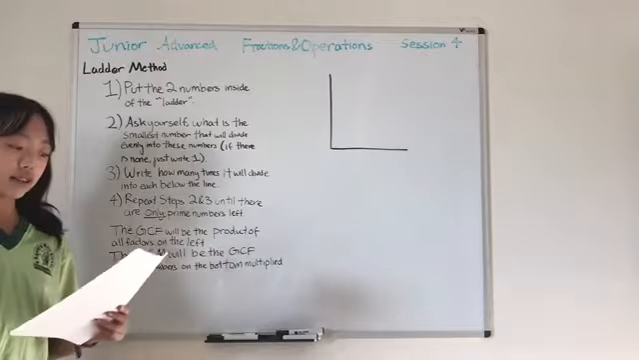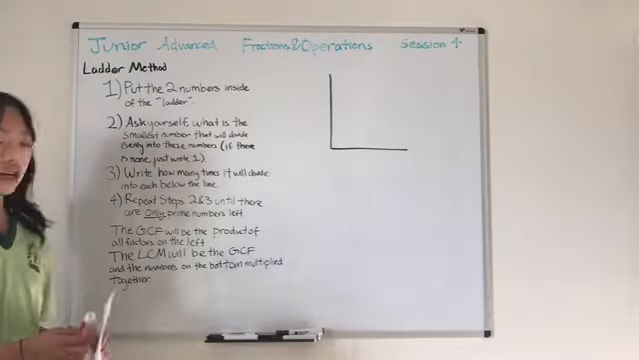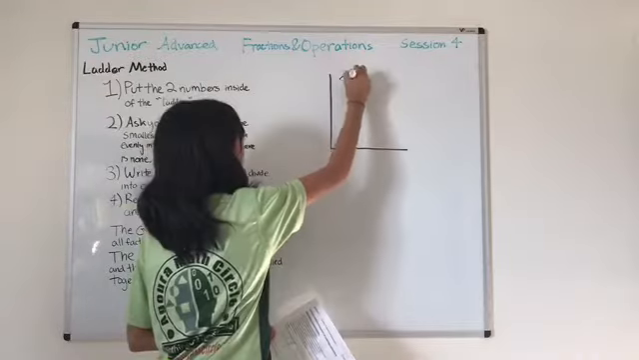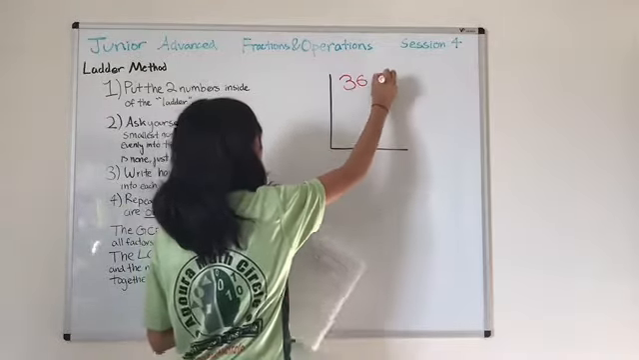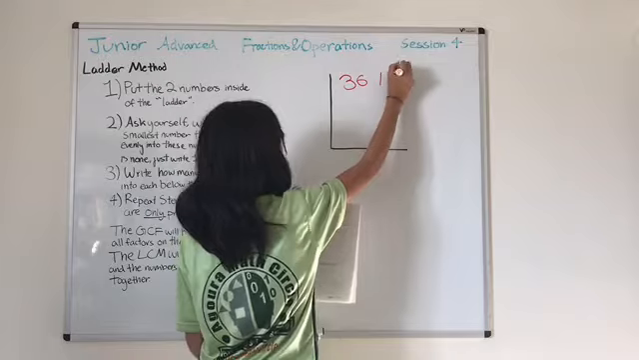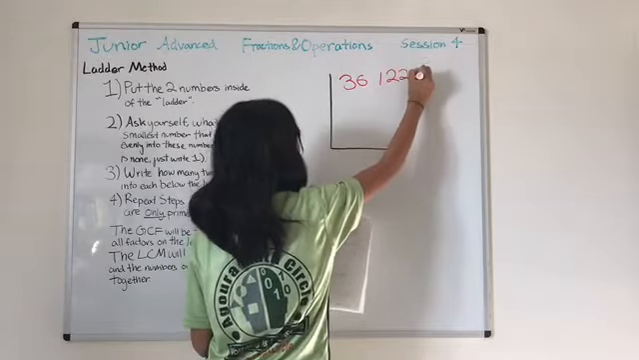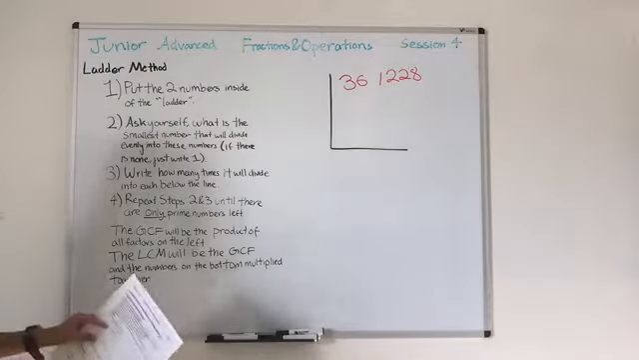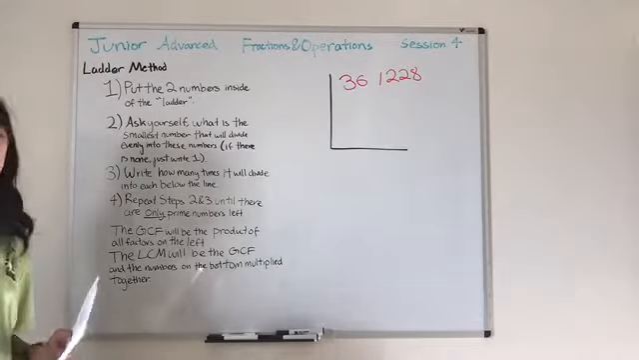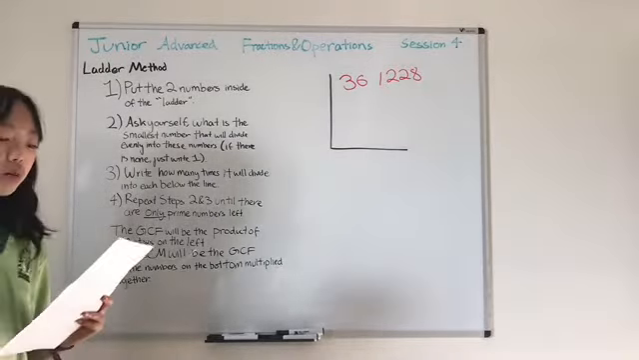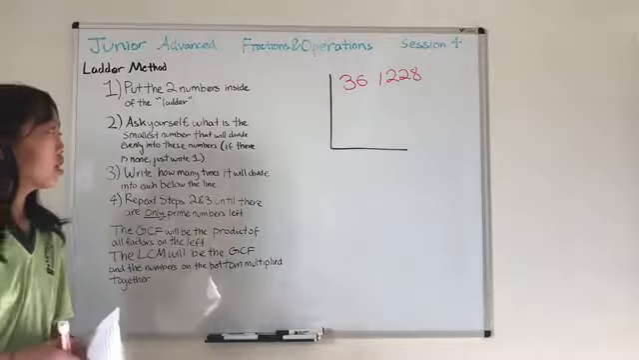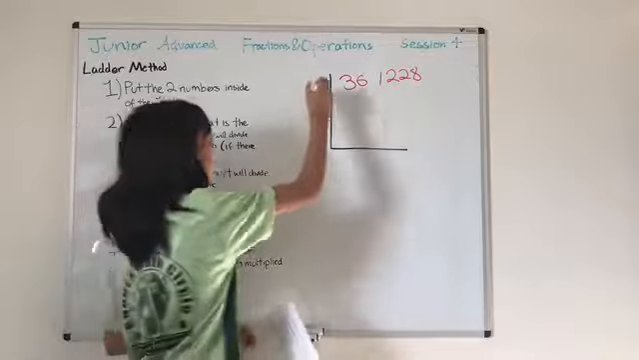So step number 1 is put the two numbers inside of the ladder. So if I want to use the numbers 36 and 1,228, then I'll put them in the ladder. Step 2 is ask yourself, what is the smallest number that will divide evenly into both numbers, that is greater than 1? So for this, it would be 2.